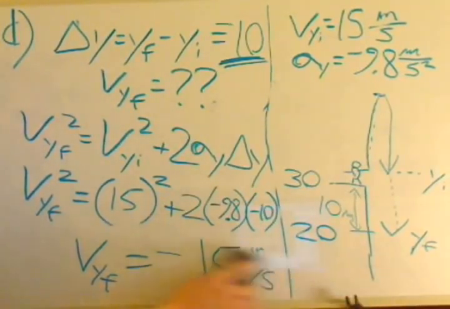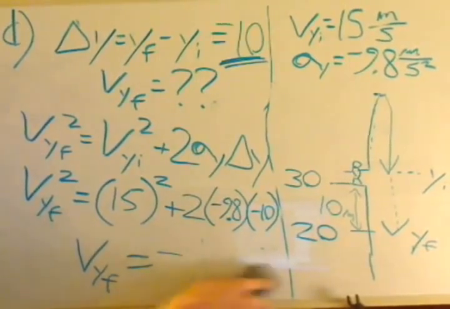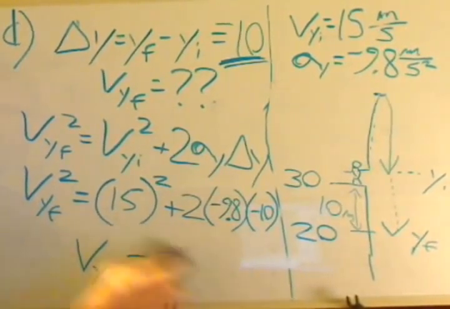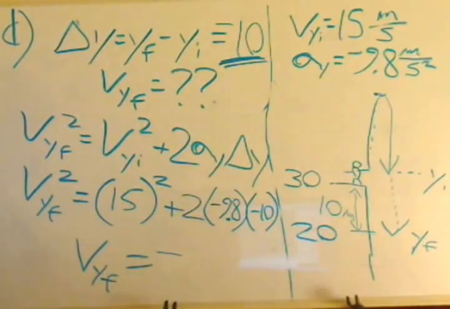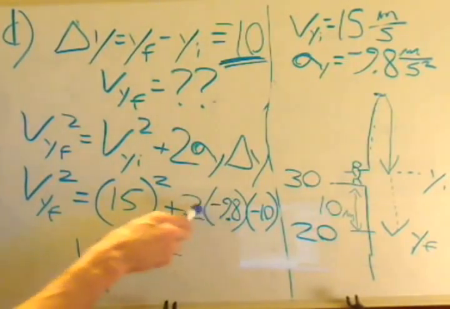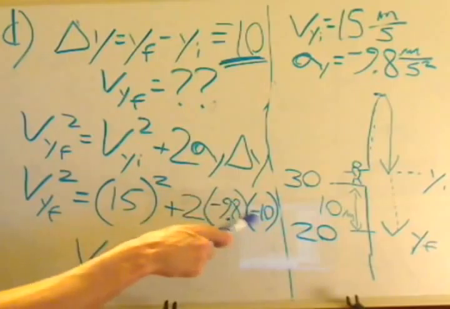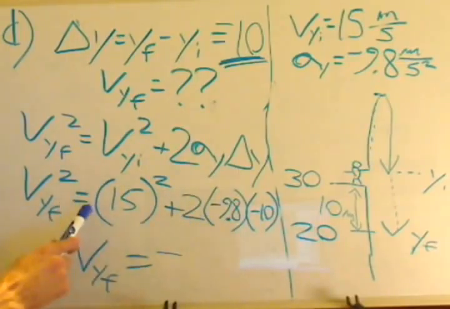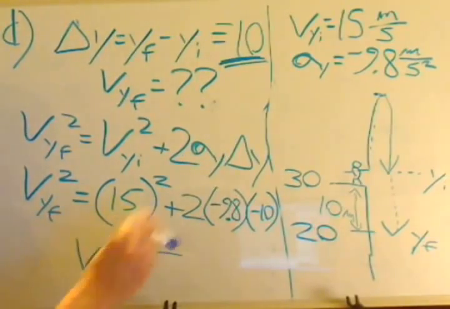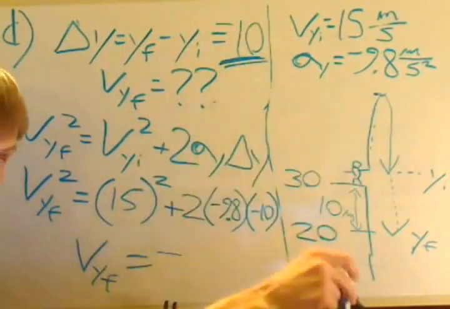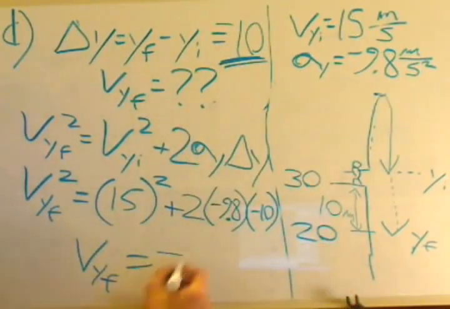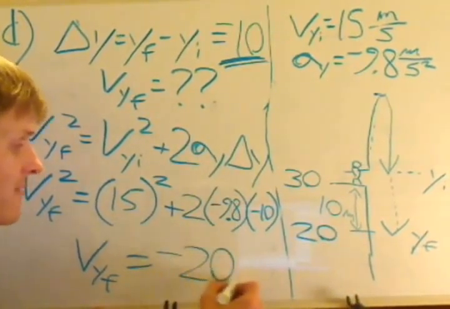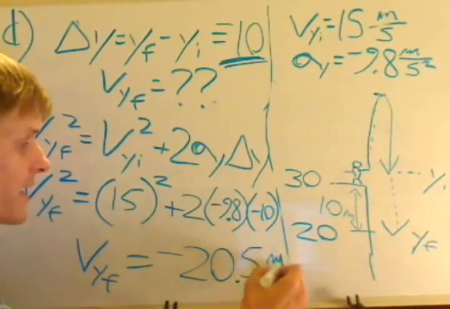So we go through the same set of steps here. You do this multiplication, multiply this out, add these two terms together, take the square root, and you get a plus and minus answer, but again, we want to keep the negative one. That's the one that makes sense. That's the downward motion. We get 20.5 meters per second.